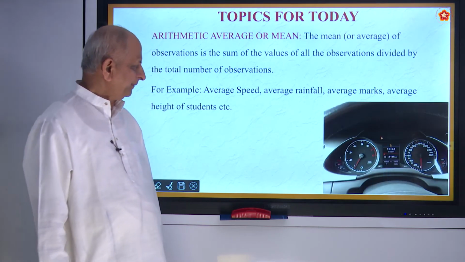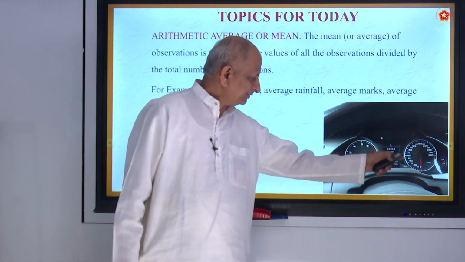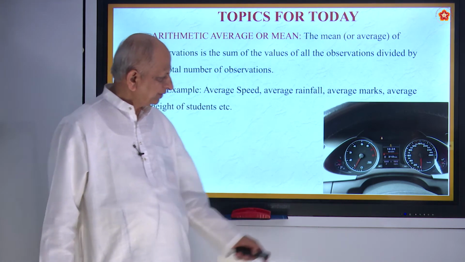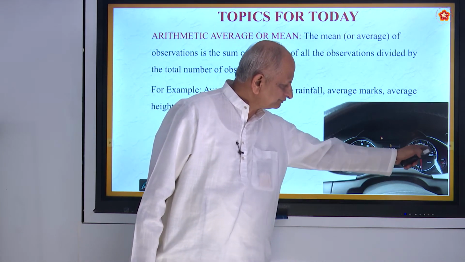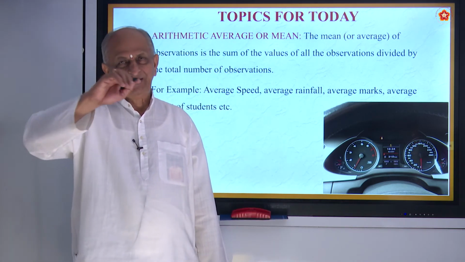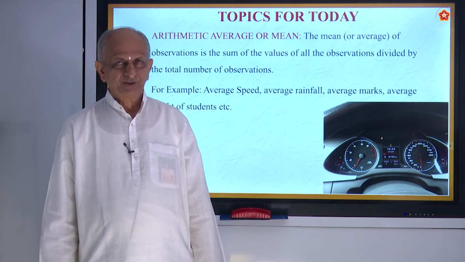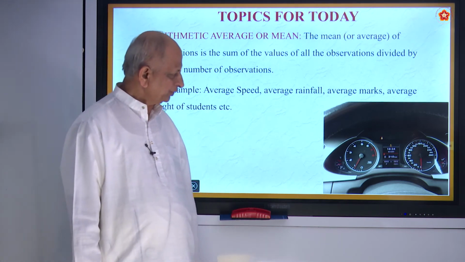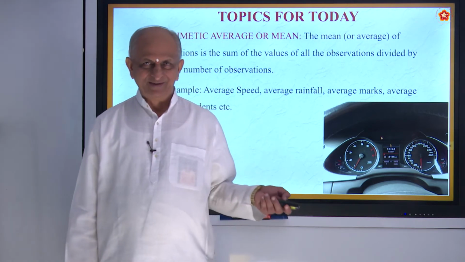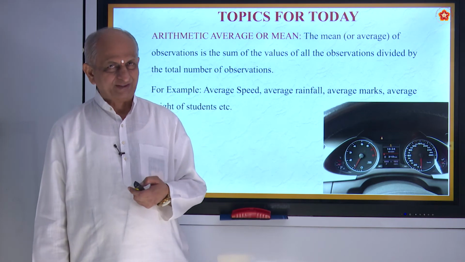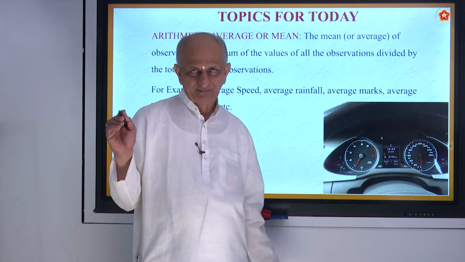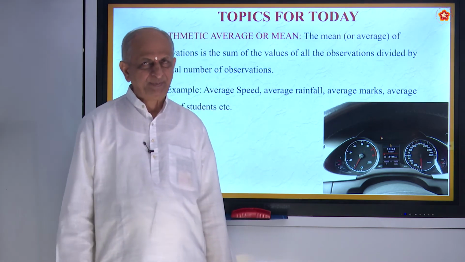And for example, this is what is called a speedometer. And what does it show? It shows the speed of the vehicle. And then we say, what is the average speed of the journey? Suppose you are going from Chikballapur to Bangalore, or Bangalore to Chennai, or Bangalore to Mangalore, like that. You know the distance there. You know the time taken. So, distance by time taken gives the speed.